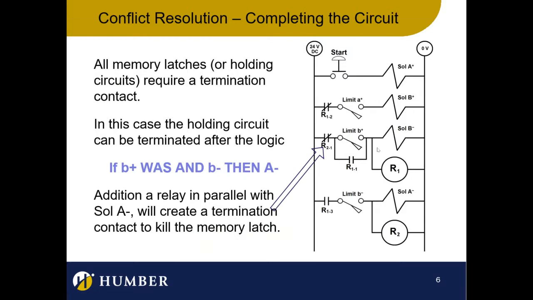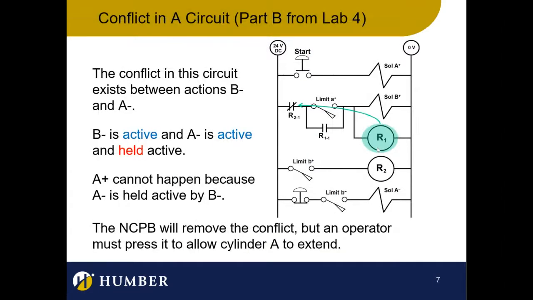Now, the next circuit, which was part B, is actually a little simpler. Before I go into the conflict, which is actually the same, I just want to tell you about this. Now, what's going on is that I have a spring return solenoid, a spring return DCV. Solenoid B plus extends the cylinder. How I retract the cylinder is I just de-energize this. So this signal is going to come in here. When A extends, it's going to energize B.